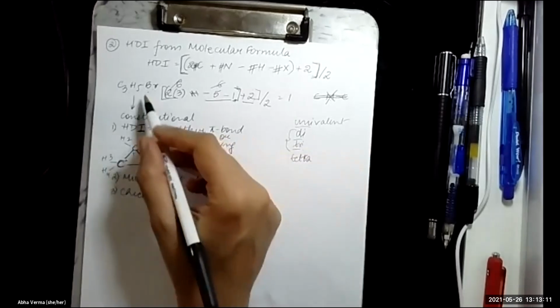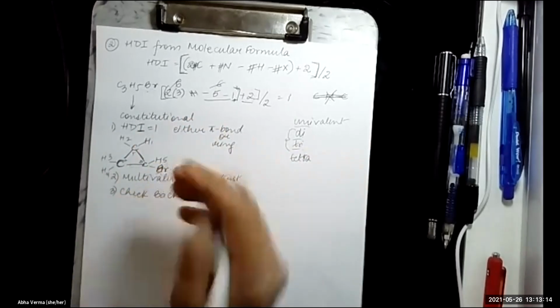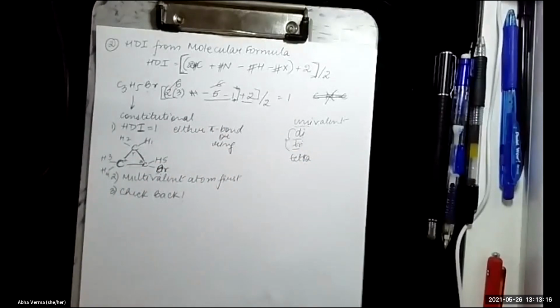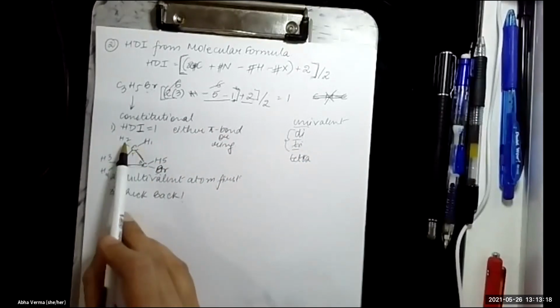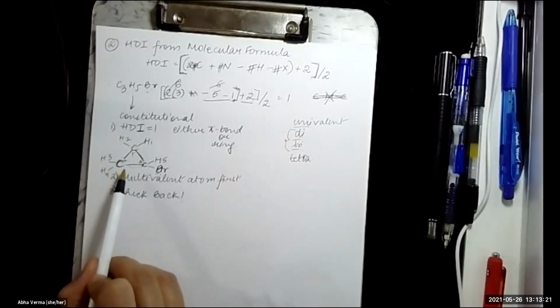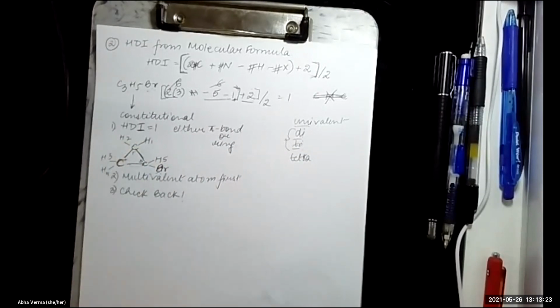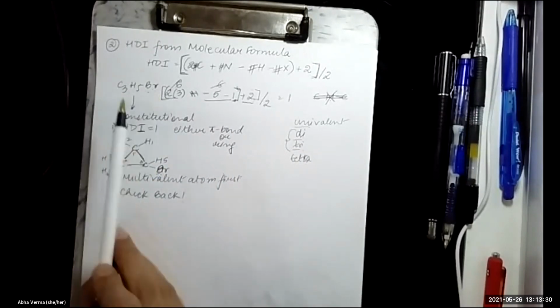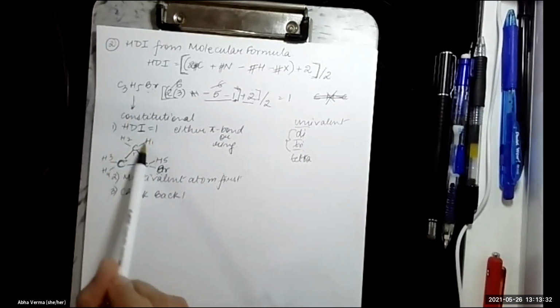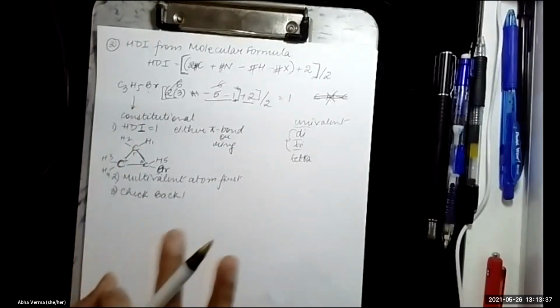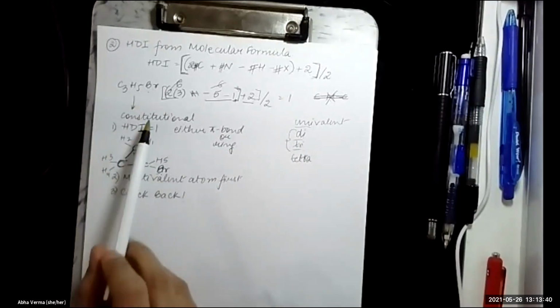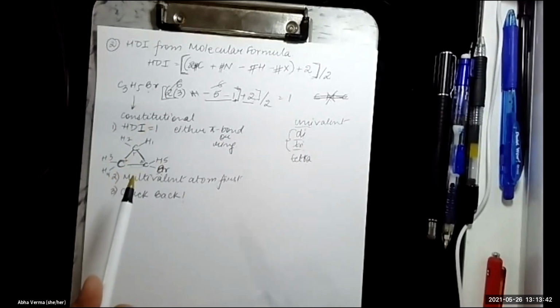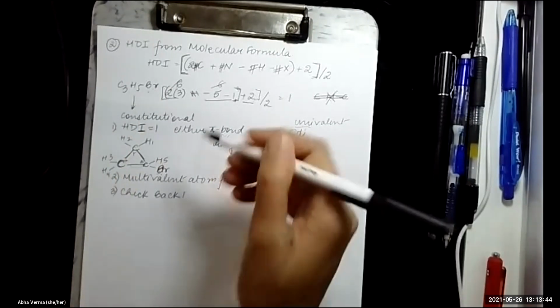The bromine. And is this a reasonable structure? Yes, it is. All the carbons have their 4 bonds. All the hydrogens have their single bonds. All the halogens have their single bonds. This was a net neutral molecule, and this is also a net neutral molecule. So I check back and everything looks in place. This is one of the constitutional isomers.